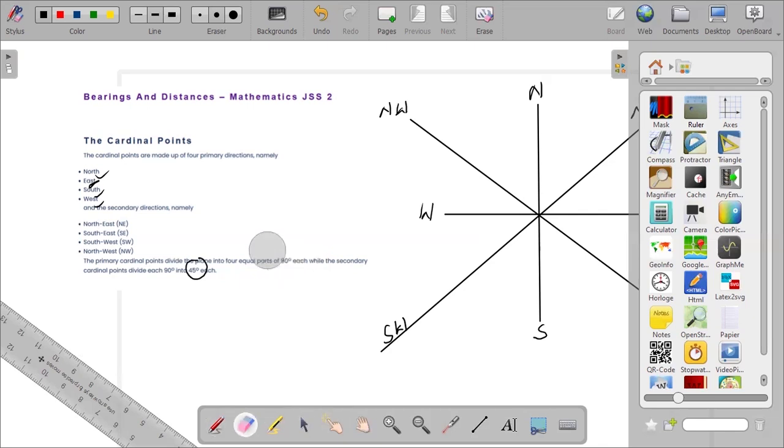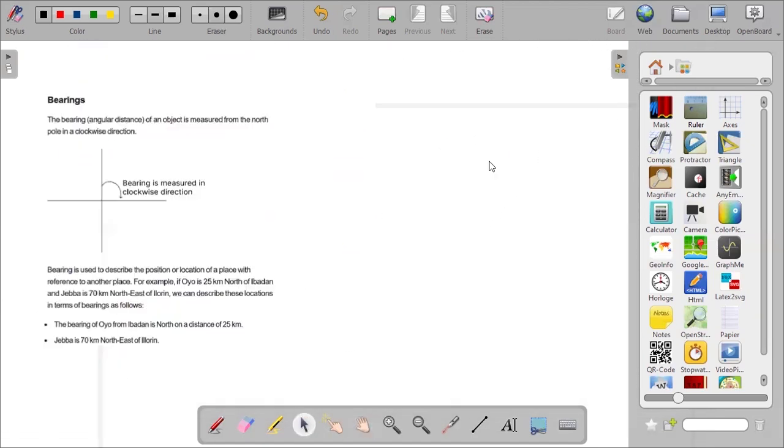So that is cardinal point. This helps us to locate direction on the plane. We use them as reference points for angular direction. Now having looked at the cardinal point, we can now talk about bearing. What is bearing? Bearing is the angular distance of an object measured from the North Pole in a clockwise direction.